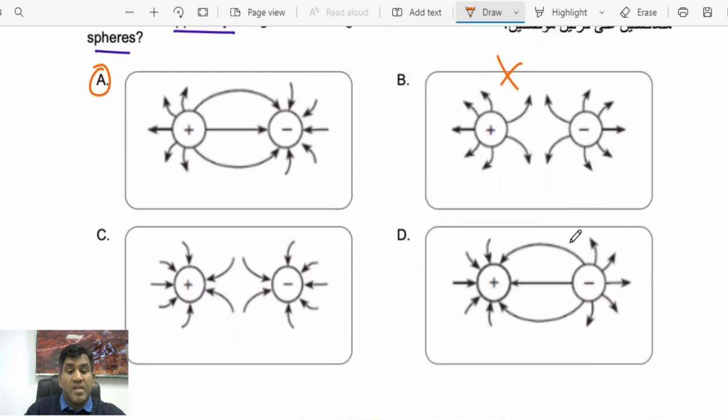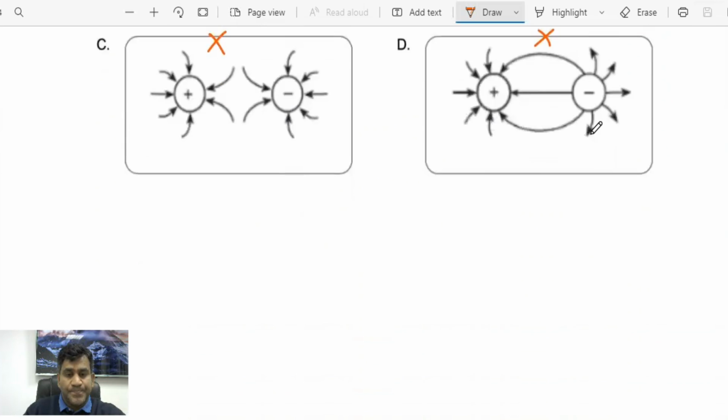C is talking about the same situation in the opposite direction again. So whether it is positive or negative, they are saying pointing towards. D is going to be positive towards, negative away. So this is wrong. So the only option left here with the positive and negative charges is option A.